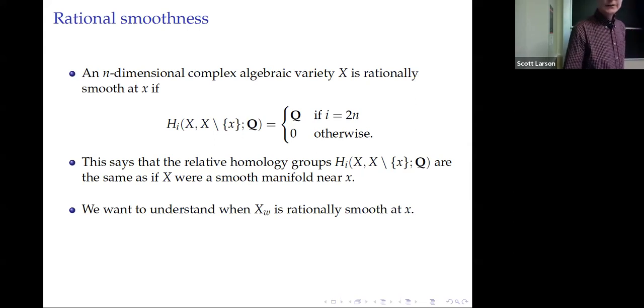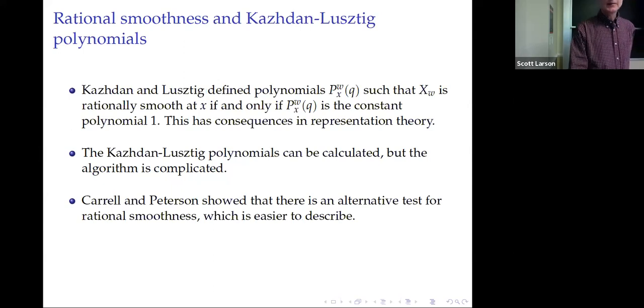In any event, we want to understand, given a W, which points X are rationally smooth. What torus-fixed points are rationally smooth? And in the end, this problem is going to be reduced to a very combinatorial kind of problem. But let me just say a little bit of the background.